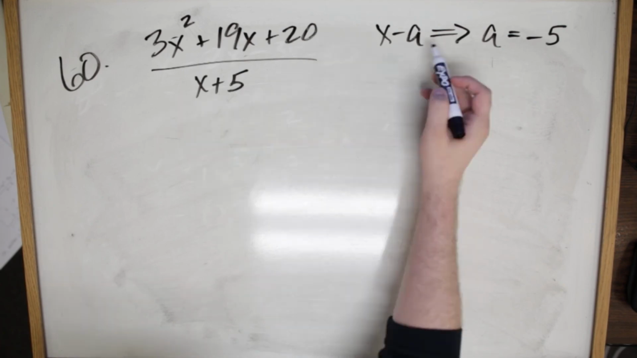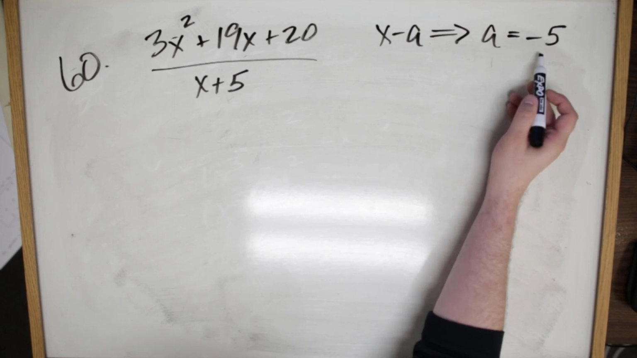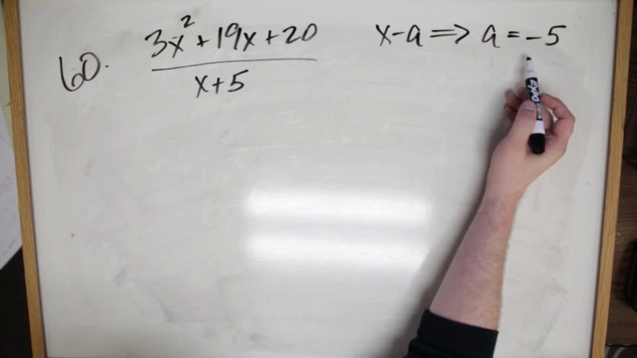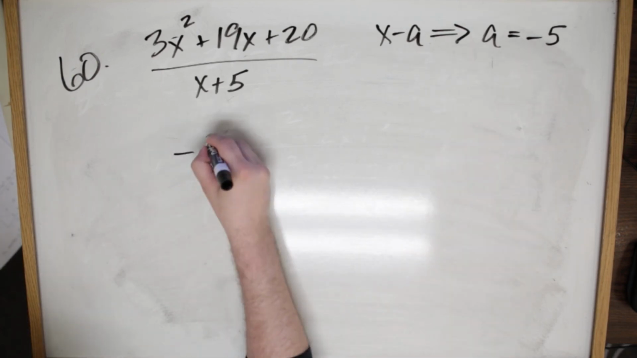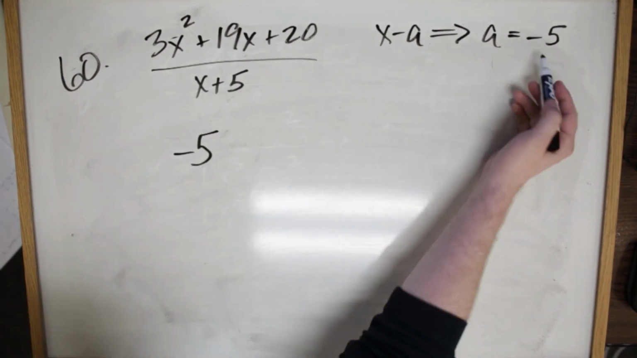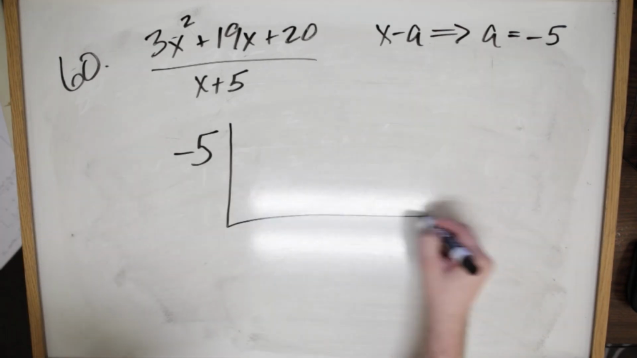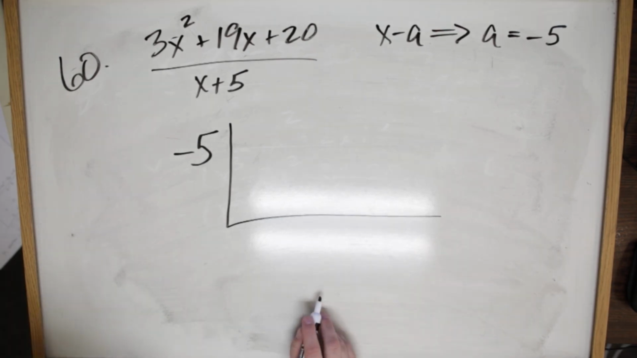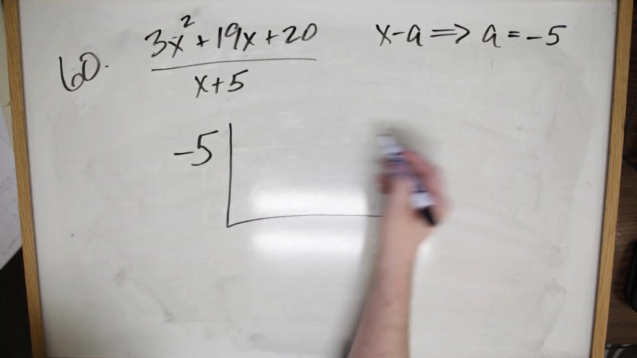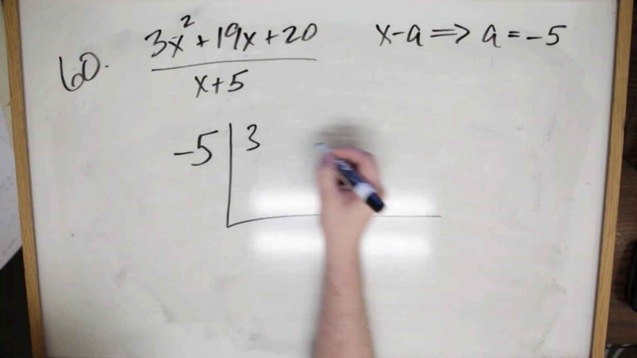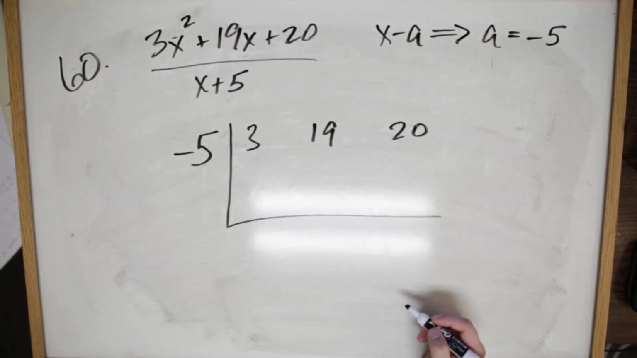If it's negative, then a is positive. It's backwards. Okay? X minus a implies that in this case, a is equal to minus 5. So here's what we do. We're going to write out the a value that we found, and then write a rectangular looking box, and we do the coefficients in the top row. So this is going to be 3, 19, make sure you got enough space between them, and 20.